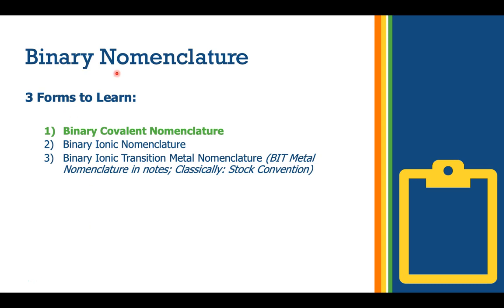Okay, binary nomenclature. There are 3 forms to learn. The first is binary covalent nomenclature, that's what we're going to be looking at today. The second is binary ionic nomenclature, and the third is binary ionic transition metal nomenclature. It's called stock convention, which is always named after a person. So I use transition metal nomenclature in the notes, but you're also going to need to know stock convention, okay?